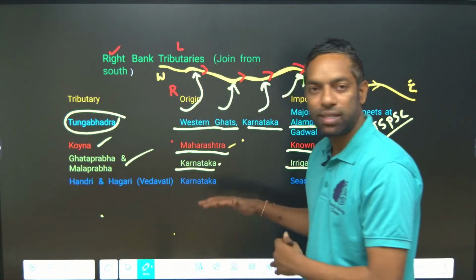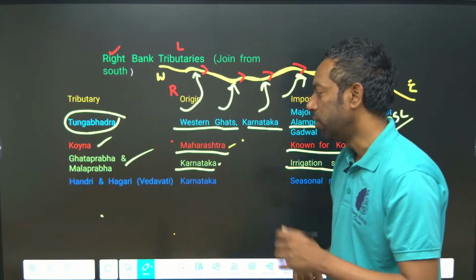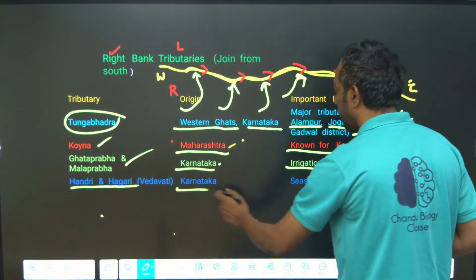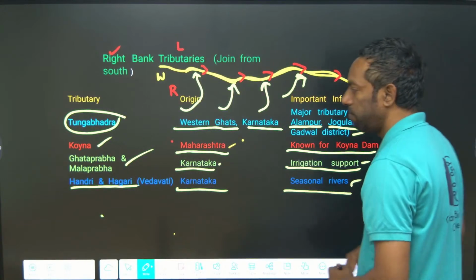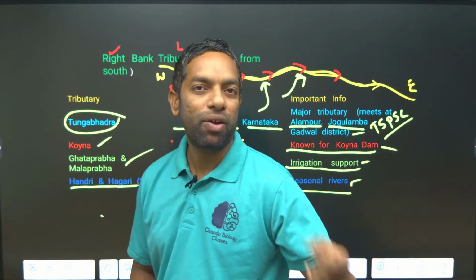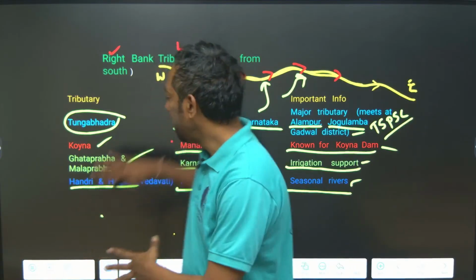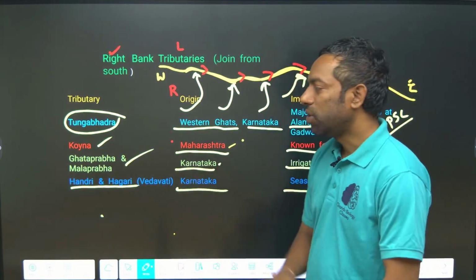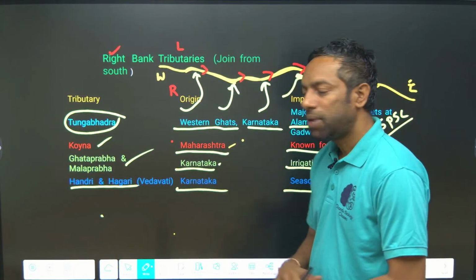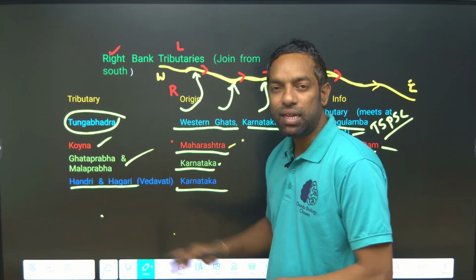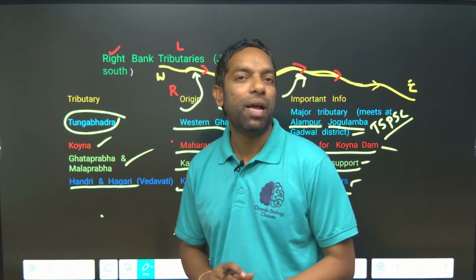Okay, what is the importance from the Telangana point of view? Handri and Hagari in Karnataka are seasonal rivers. These are right bank tributaries. They can ask you which one of the following is a right bank tributary, so these names are important. The right bank tributaries are Tungabhadra, Koyana, Ghataprabha and Malaprabha, Handri and Hagari. These are the main right bank tributaries.